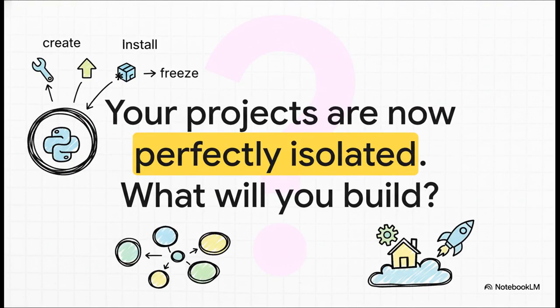So there you have it. By mastering this simple little workflow, create, activate, install, and freeze, you have just unlocked one of the most fundamental skills for professional Python development. You've conquered dependency conflicts for good, making your projects cleaner, more reliable, and so much easier to share. The only question left is, now that you're free from dependency hell, what amazing things are you going to build?